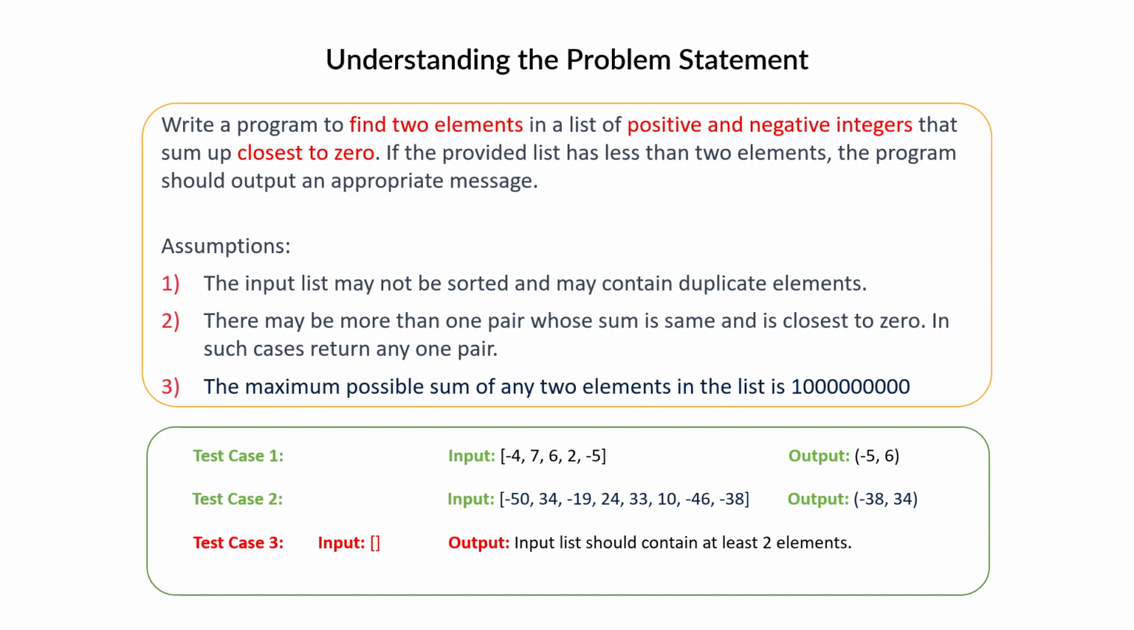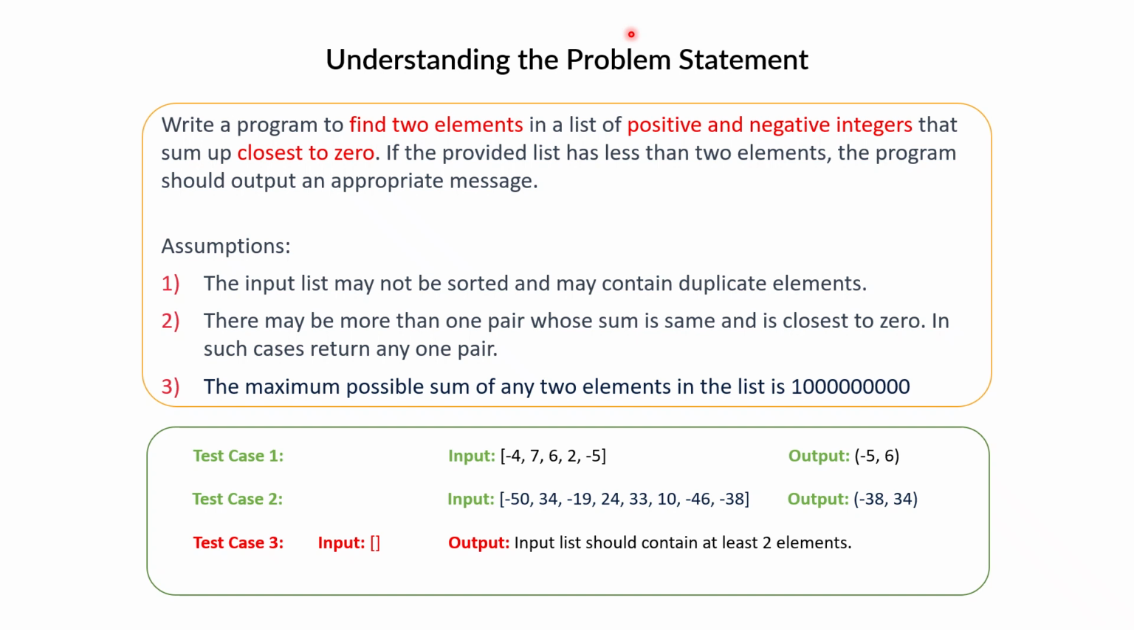We have a few assumptions like there could be more than one pair whose sum is same and closest to zero. We return any one pair in such cases. Another assumption is the maximum possible sum of any two elements in the list is 10 to the power 9. Also, if the provided list has less than two elements, the program should output an appropriate message.